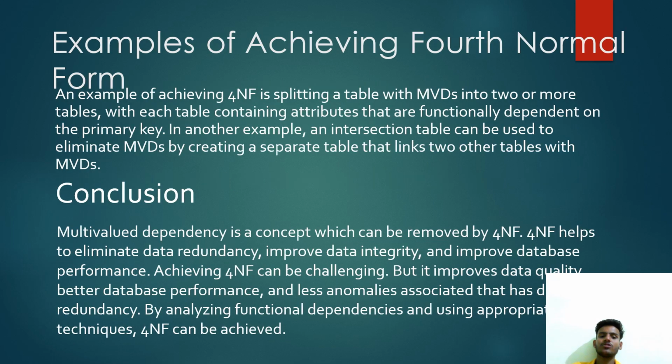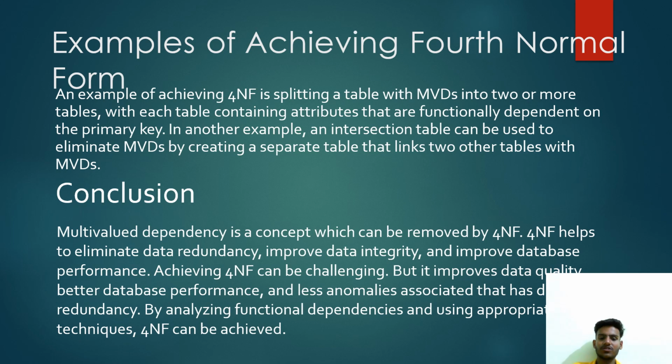Example for achieving fourth normal form. An example for achieving fourth normal form is splitting a table with an MVD into two or more tables, with each table containing attributes that are functionally dependent on the primary key. In another example, eliminating an MVD by creating a separate table that is linked to the two tables of the MVD.